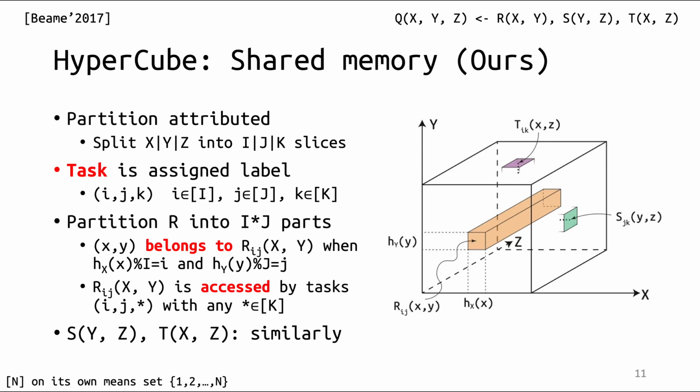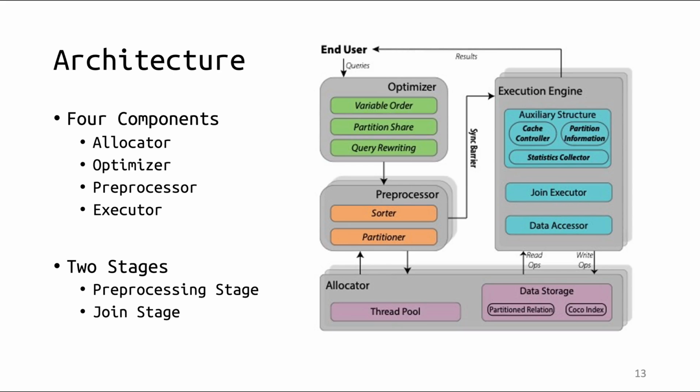Each relation is partitioned into subarrays, and threads access only the slices they need. It's simple, clean, and it avoids all the communication cost from distributed systems. And we also do not need to include any concurrency mechanisms for threads. Now it's time to introduce our system, HoneyComb. HoneyComb has 4 main components: optimizer, allocator, preprocessor, and execution engine, which consists of multiple executors.